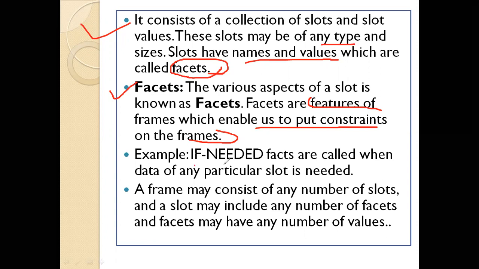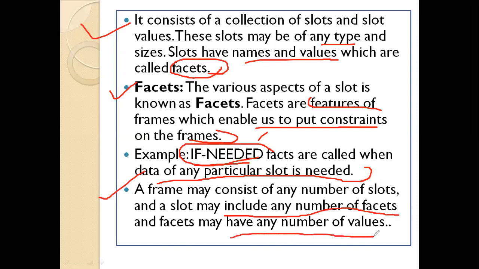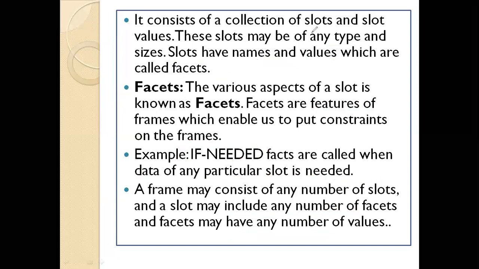So if needed facets are called when data of any particular slot is needed. So you can consider this as a constraint. Now, a frame may consist of any number of slots, and a slot may include any number of facets, and facets may have any number of values. So you can now understand that a frame will consist of any number of slots, and that slot itself contains any number of facets. So facets are included in slots, and those facets also may have any number of values. So these terms are now clear to you.